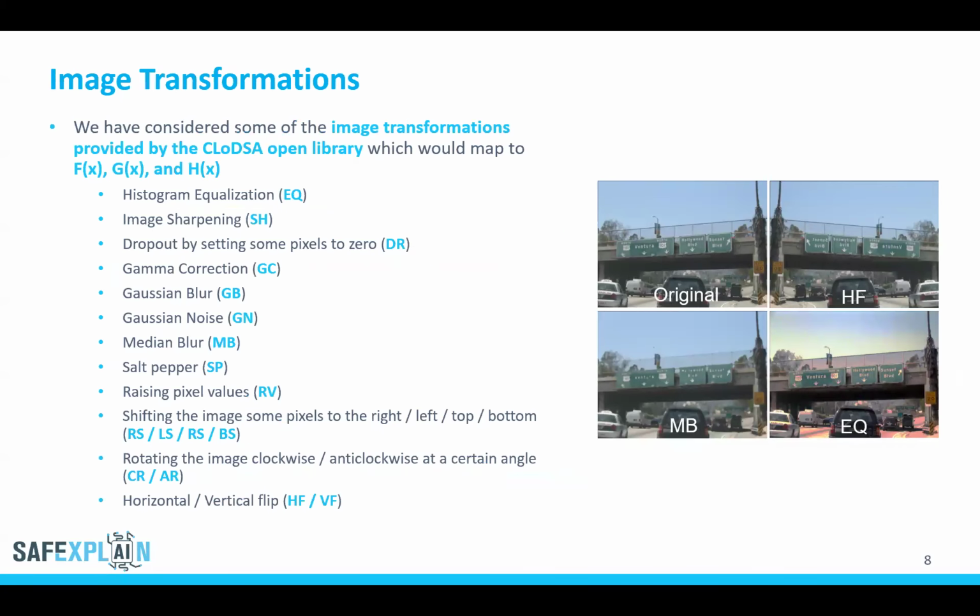Then we have considered different image transformations that are provided by the Albumentations open library, which would map to this f of x, g of x, and h of x that I mentioned. I will not go into detail about all these transformations, but you can see visually the impact of this. We have some photos here on the right side: the original image, the horizontal flip, the medium blur, which adds a bit of blur to the image, and the equalization.